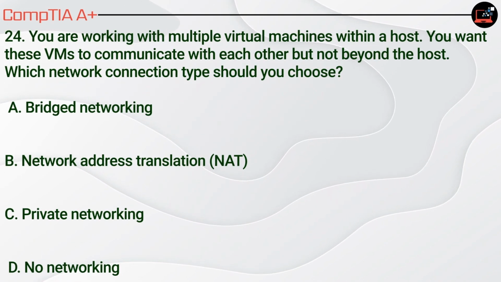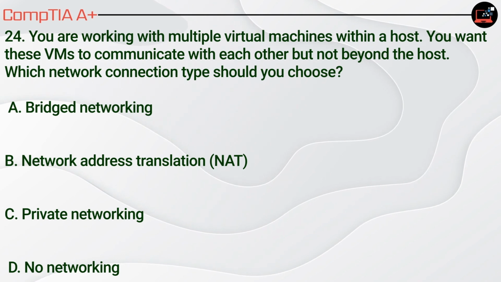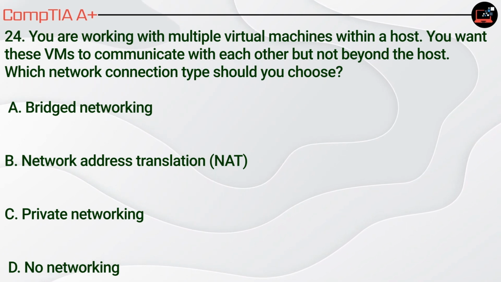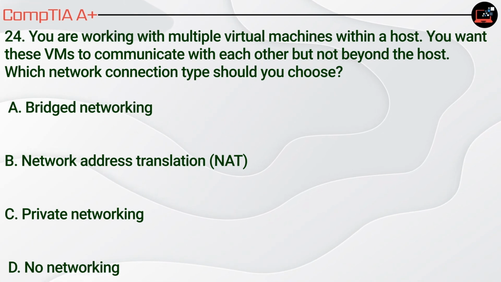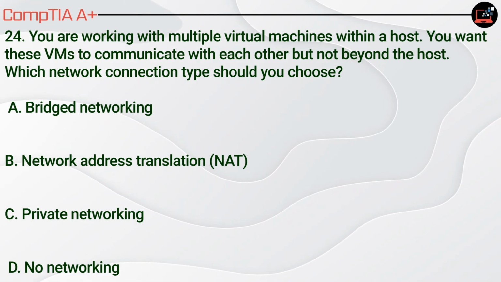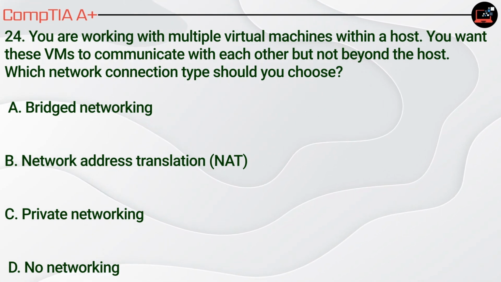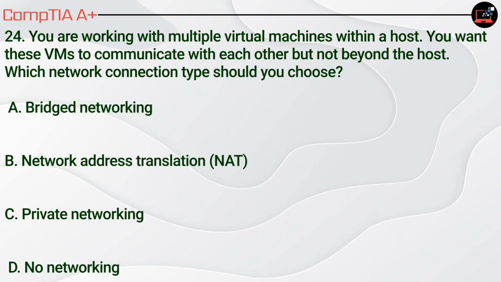24. You are working with multiple virtual machines within a host. You want these VMs to communicate with each other but not beyond the host. Which network connection type should you choose? A, bridged networking, B, network address translation, C, private networking, D, no networking.